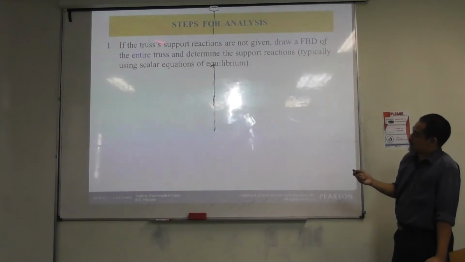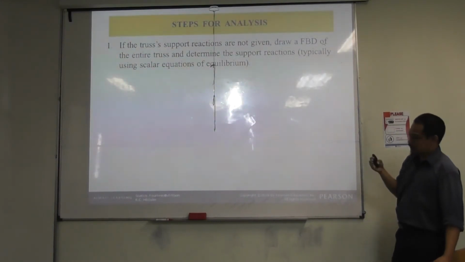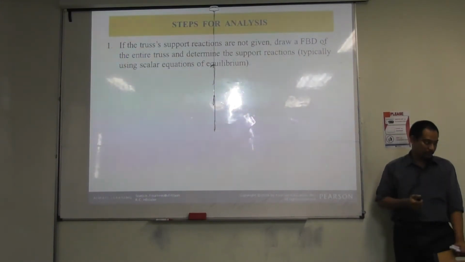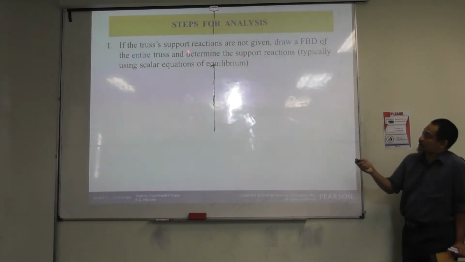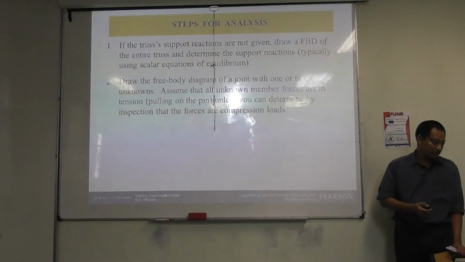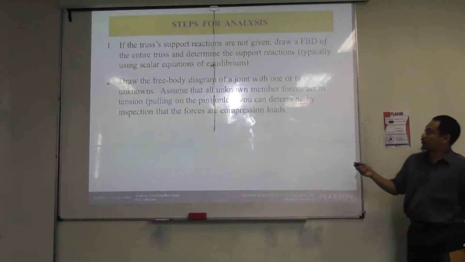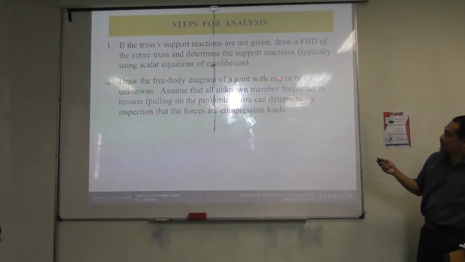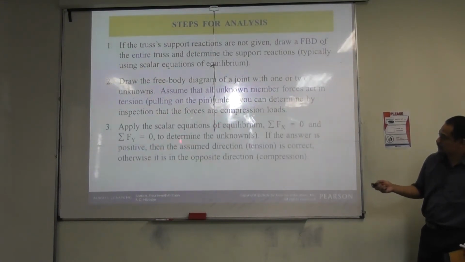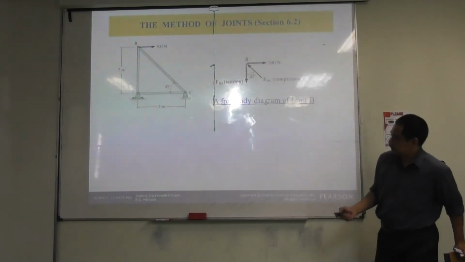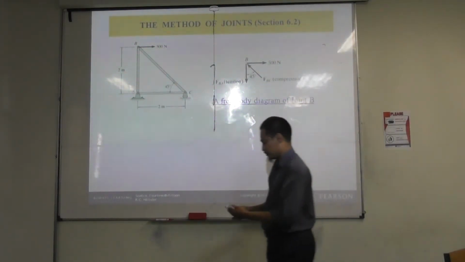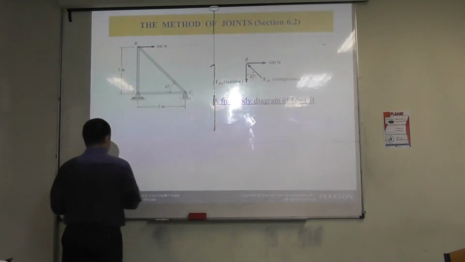So first, if the truss support reactions are not given, or we need to determine the support reactions, then you have to draw the free body diagram of the entire truss and then determine the support reactions. And then draw the free body diagram of the joint with one or two unknowns. And then the rest is calculation, summation of Fx, etc. Now, going back here, just to put things into perspective.